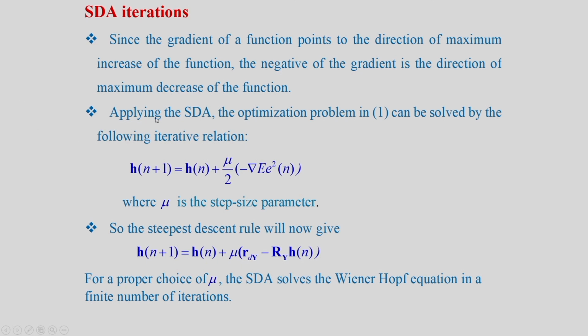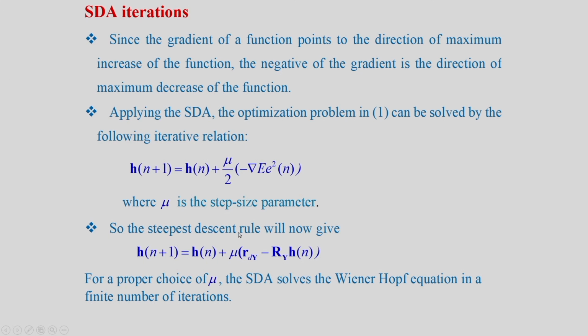Applying SDA, the optimization problem can now be solved by the following iterative relation. H of n plus 1 is equal to earlier Hn plus mu by 2 multiplied by negative of the gradient. Now, this 2 is just to scale this part. Generally, this part will give 2 terms, to cancel that we have used 2 here, but mu is the step size parameter or learning parameter.